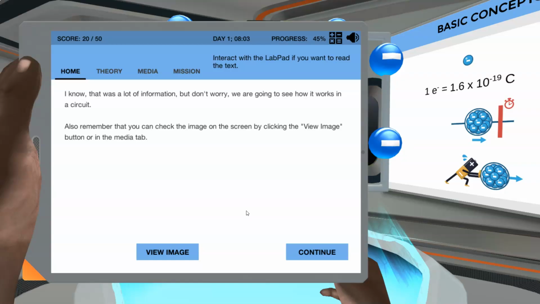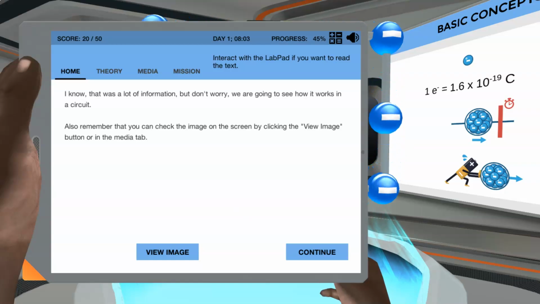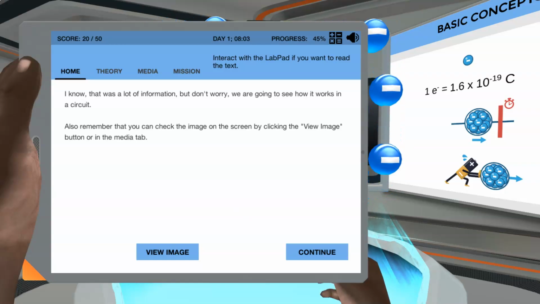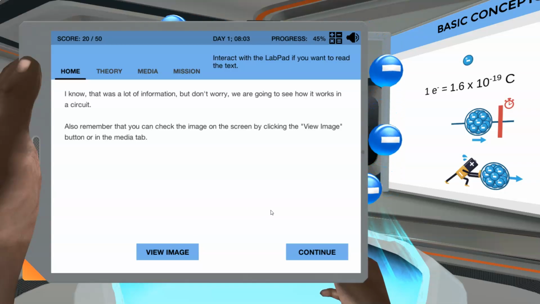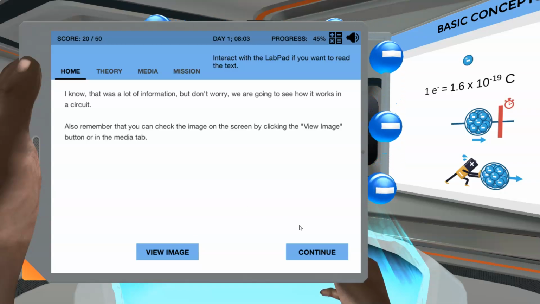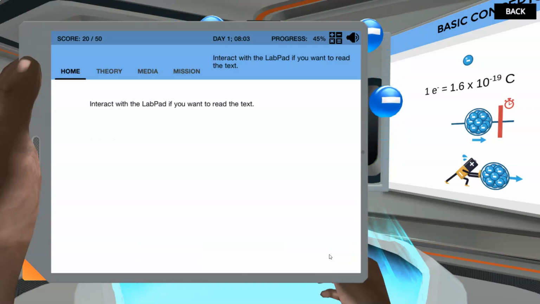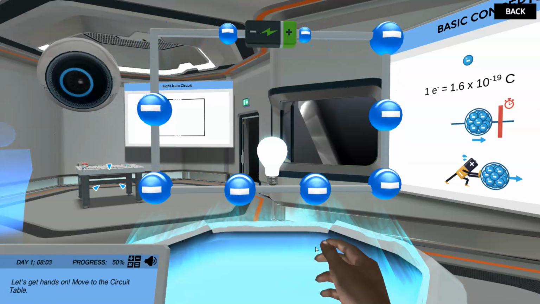I know, that was a lot of information, but don't worry, we are going to see how it works in a circuit. Also remember that you can check the image on the screen by clicking the View Image button or in the Media tab. Let's get hands-on. Move to the circuit table.